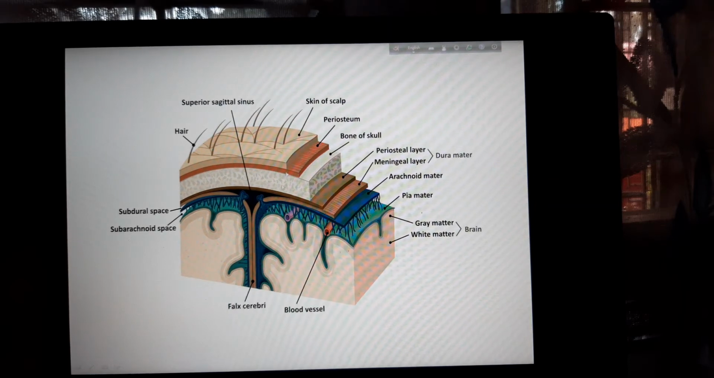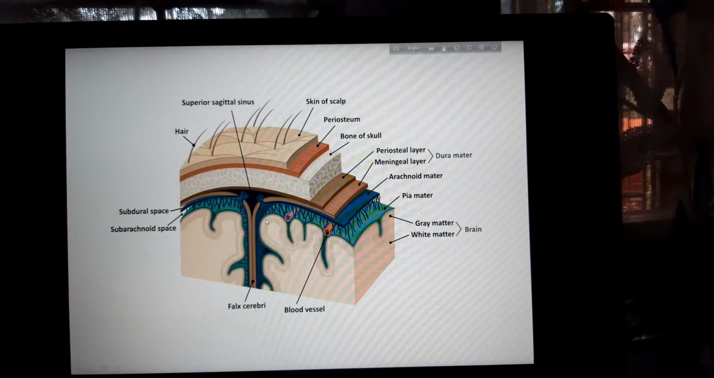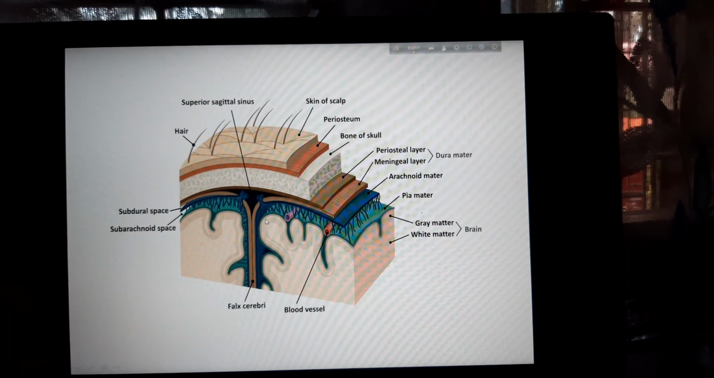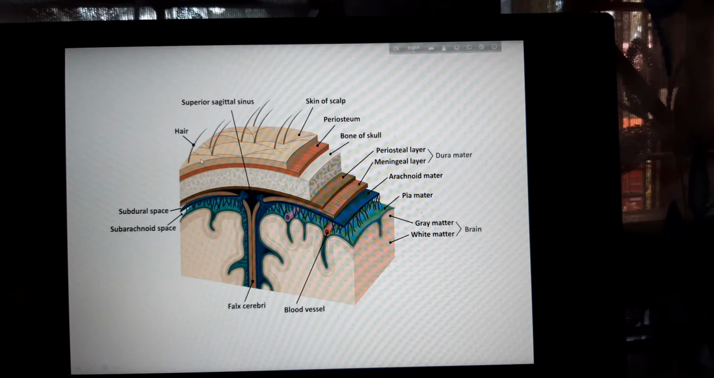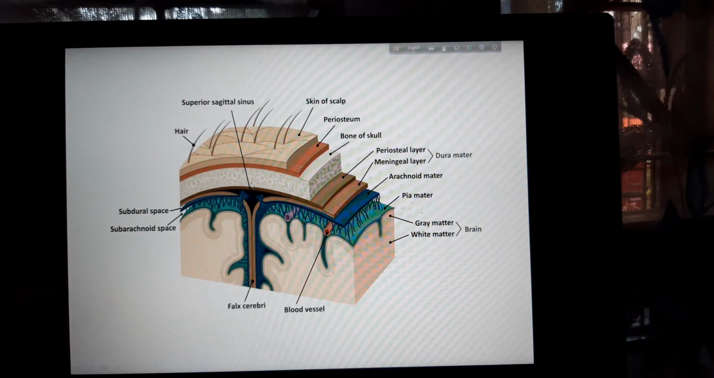Next, you see, this is the meninges. The meninges are a covering of the brain. These meninges are surrounded by bone, the skull bone, and this skull bone is again surrounded by skin. Mainly, the meninges consist of 3 layers of tissue.